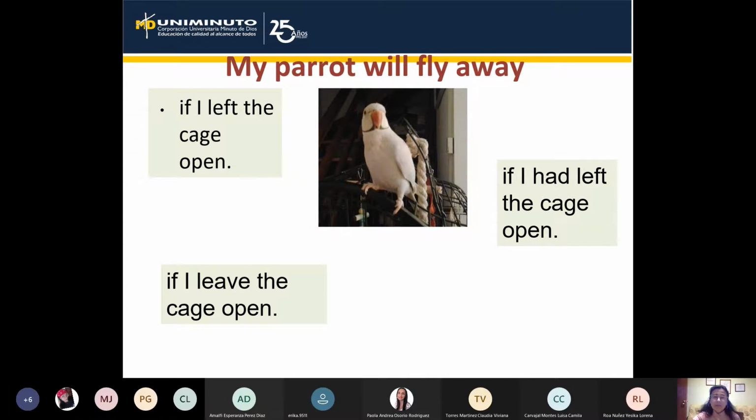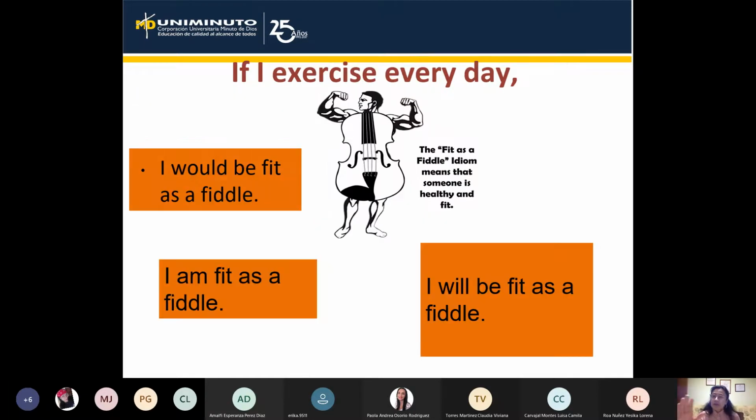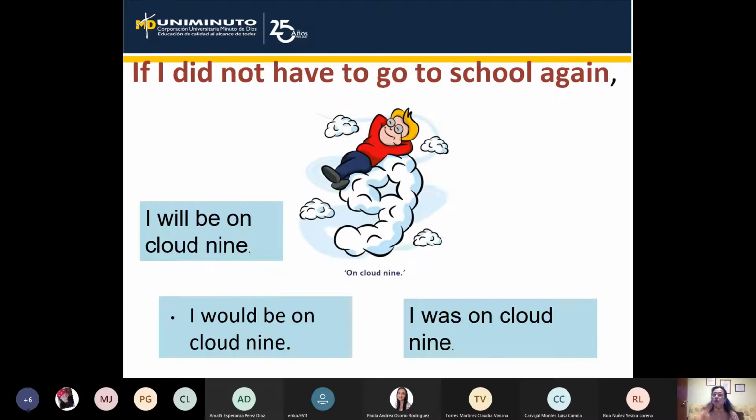Remember, present, future. If I leave the cage open, lo más lógico, pues claro, si dejo la jaula abierta, el loro se irá, volará, ¿no? My parrot will fly away. Remember the other conditional. Present and future. If I exercise every day, I will be fit as a fiddle. Si algo ahorita en el presente, pues con el tiempo futuro seré saludable y en forma. Present and future. Conditional type 1.